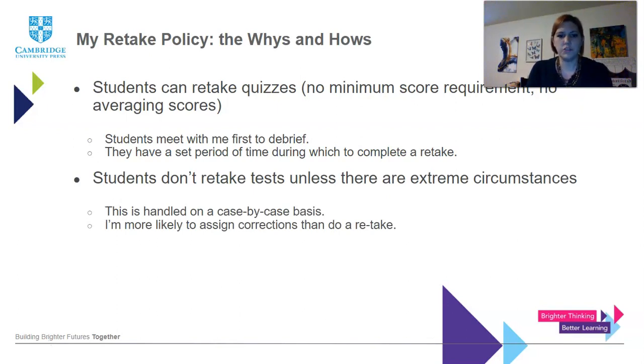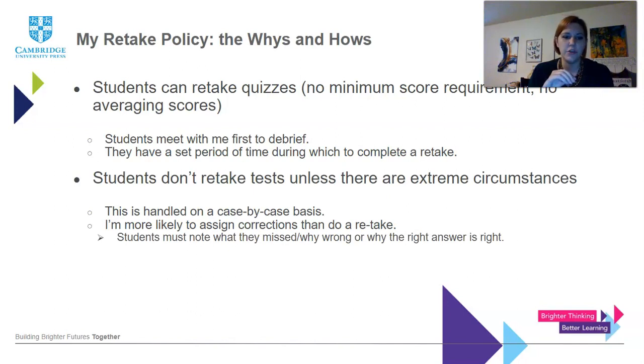What I'm more likely to do if a student really does poorly on a test is let them make corrections. The way that I handle corrections is they have to note what they missed and why they got it wrong, or why the right answer was right. So it's not just looking off a friend and copying. They really have to take that extra step and tell me why what they did was wrong or why the right answer is right. And again, you're helping build that reflection idea. You're helping kids understand that after they've taken a test or a quiz, they need to look at the feedback you give them and actually use it, make a plan, and get better. I'm trying to train students in how to do all of those things.